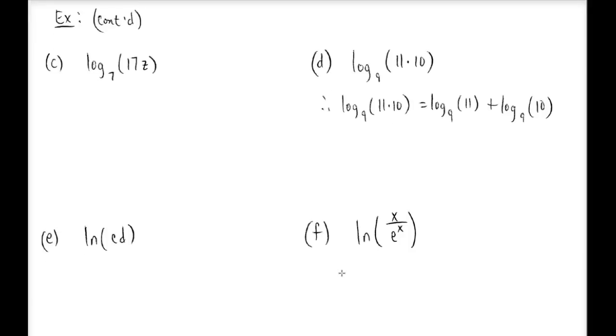All right, so on the next set of examples here, we're going to expand this out. We know that we have 17 times z inside the logarithm, so we're going to rewrite this as log base 7 of 17 plus log base 7 of z. Since 17 is prime and it cannot be written as 7 raised to some power, this is all that we can do with that example.